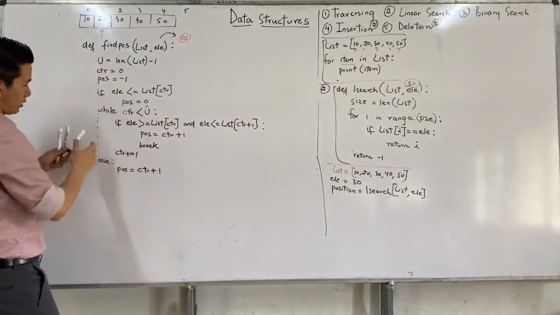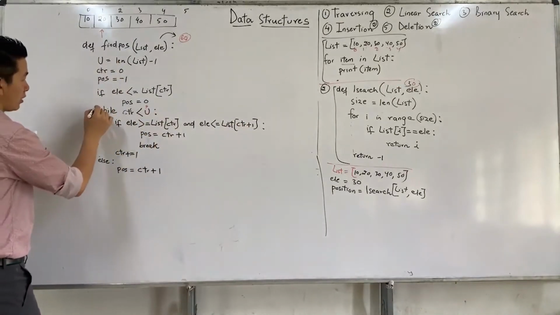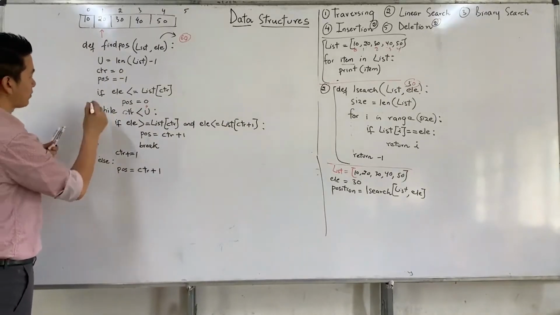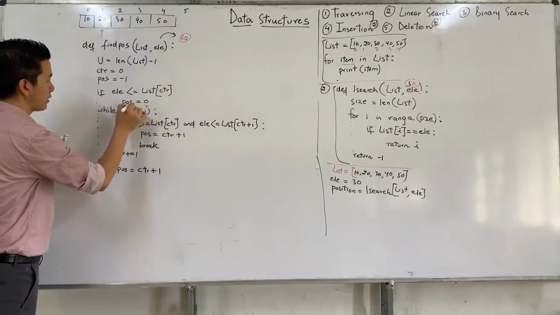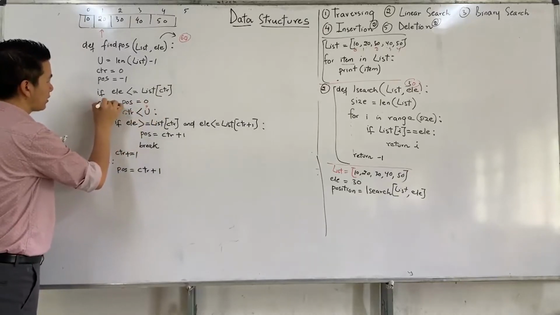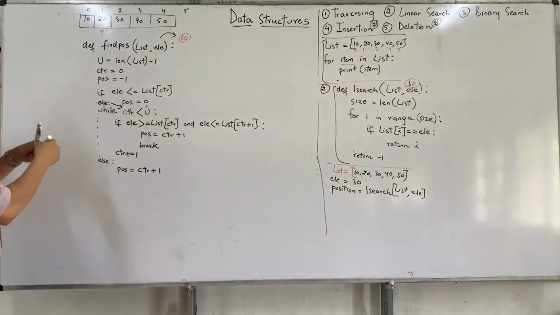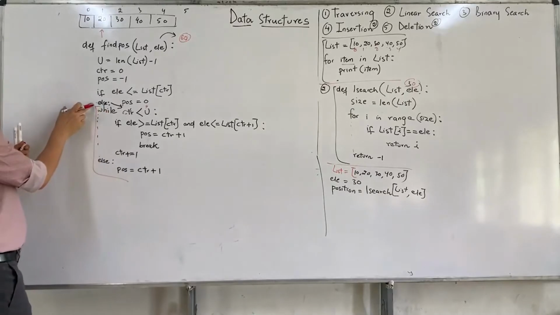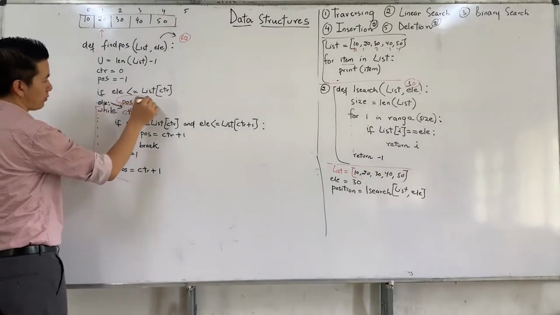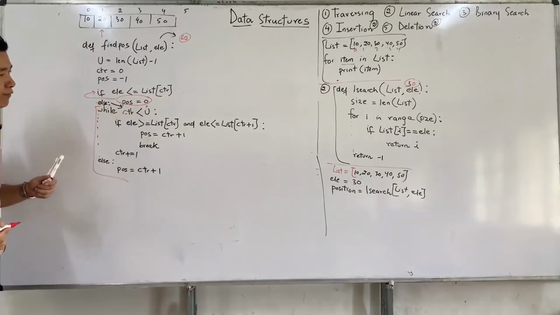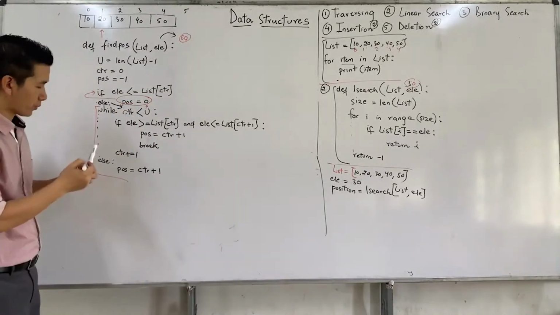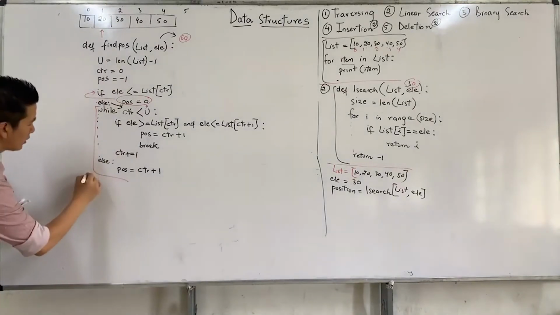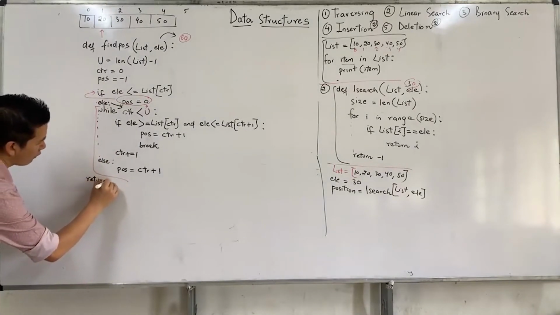Make sure that after this block you have the else block. So this as a whole will be the body of this else, and this will be the body of this if. Once you're done with the function, you have to return the value of position.